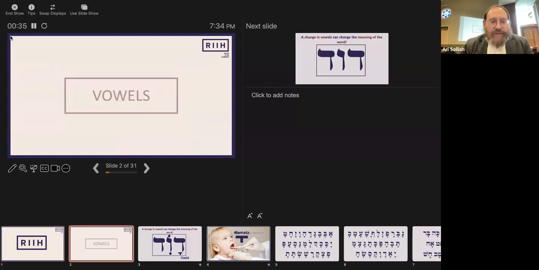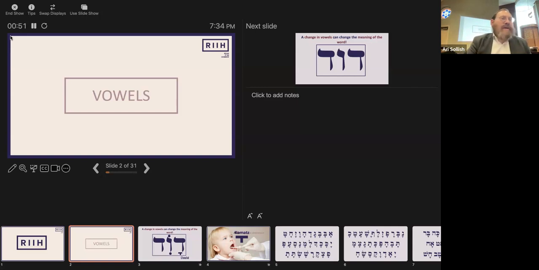Today is the vowels. We had 2 sessions on the letters. Hopefully, you know them. If you ever need review, you have the cards. Flip over the card. You have the name of the letter and the sound that it makes. You have the app with the sound that it makes. You have all that stuff. Today, we're going to learn vowels.